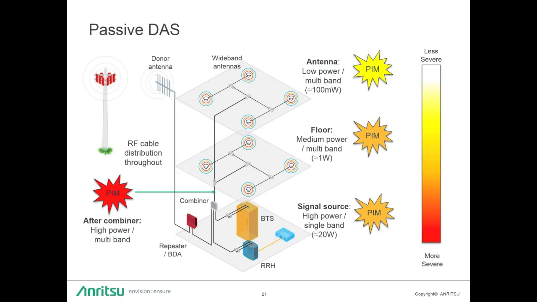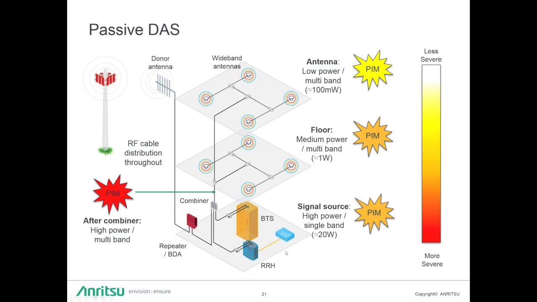So now we'll finally get to the point of talking about PIM concerns in the different locations within each of these architectures. In the next several slides, I'm going to be showing a generic architecture for each of the different systems I described before. And in each one of the systems, there will be some number of signal sources combined together and feeding 2 floors of this fictitious building.